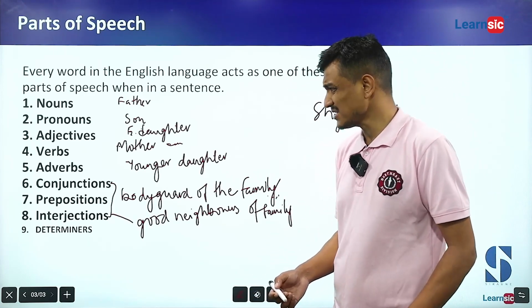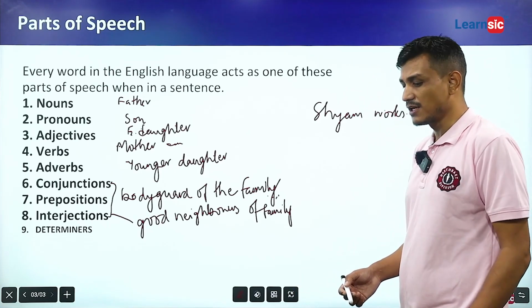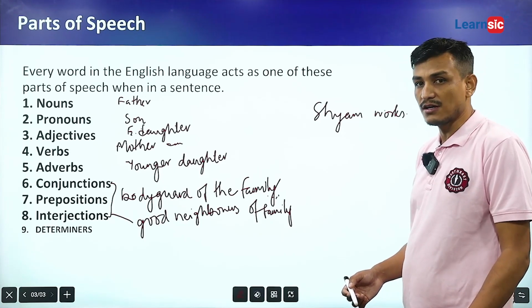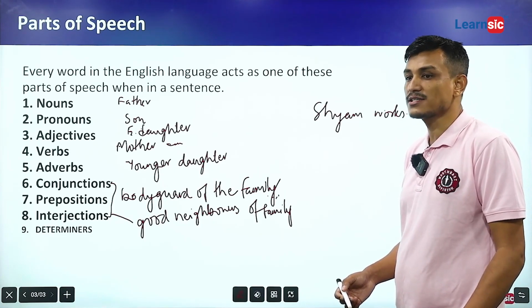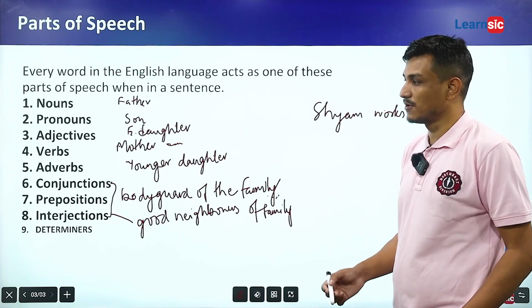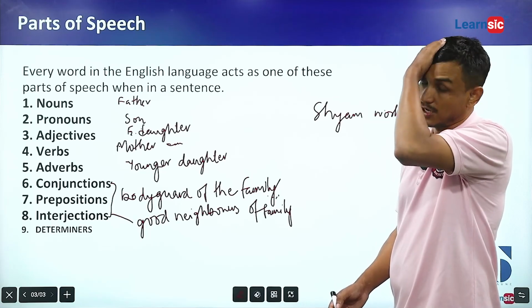Okay, now let me go for verbs. So what are verbs then? Verbs are the action words. We will talk about verbs in detail later on. Now let me jump onto pronouns.